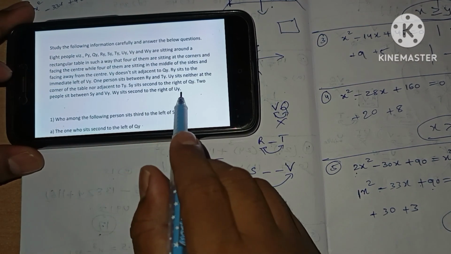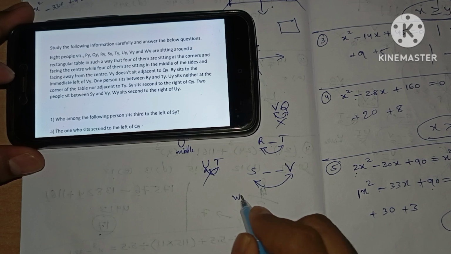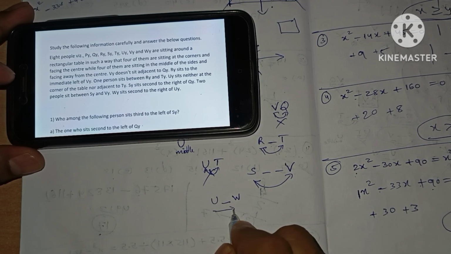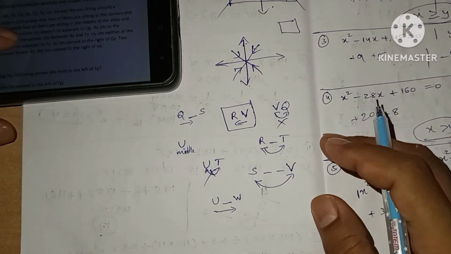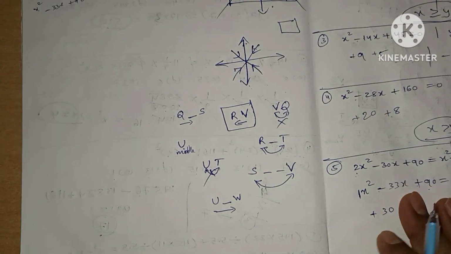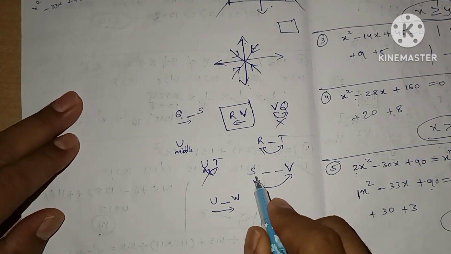W sits second to the right of U. Okay. By this we have completed our rough statements. Now we need to find the solution for our puzzle. First we are going to start with S.